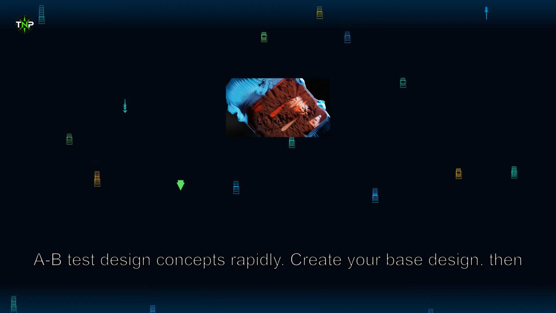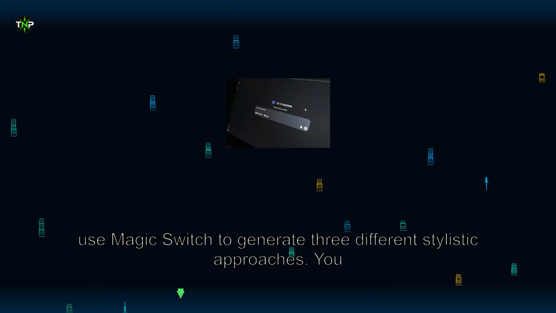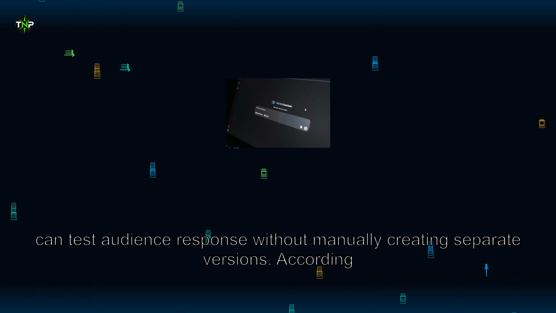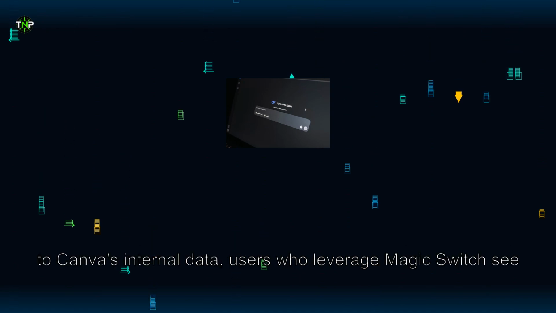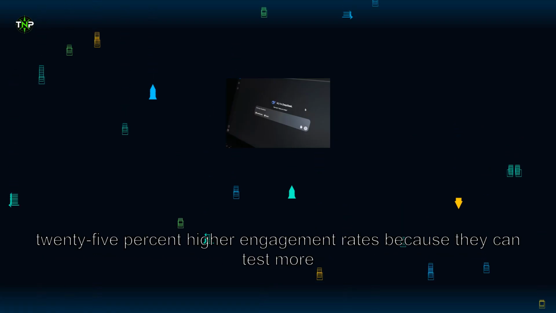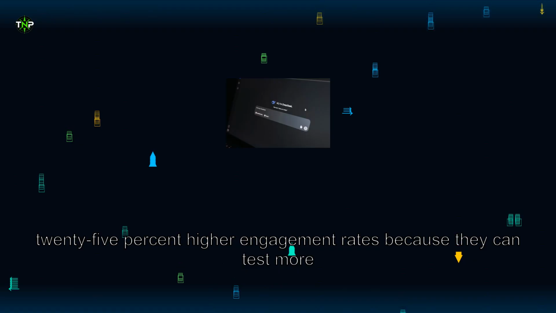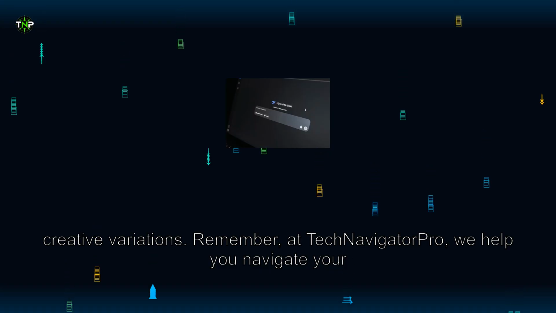One advanced technique: use Magic Switch to A/B test design concepts rapidly. Create your base design, then use Magic Switch to generate 3 different stylistic approaches. You can test audience response without manually creating separate versions. According to Canva's internal data, users who leverage Magic Switch see 25% higher engagement rates because they can test more creative variations.